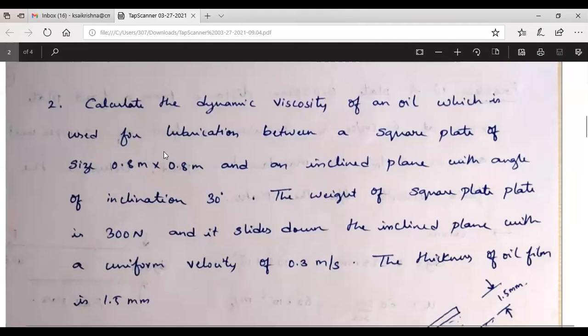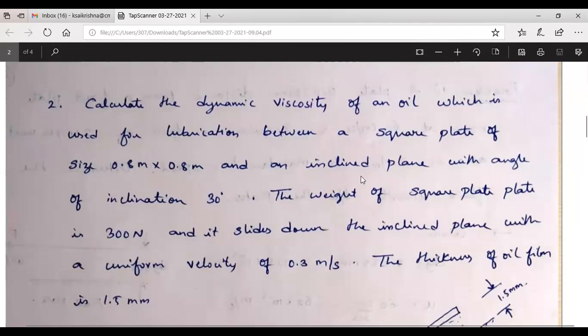This is the size of the plate. Area is nothing but length into breadth. To find the area, he has given this. Since he said a square plate, it is 0.8 meter into 0.8 meter. Suppose if he gives a rectangular plate, he will use one side as less or one as more. So that is nothing but the area of the plate.